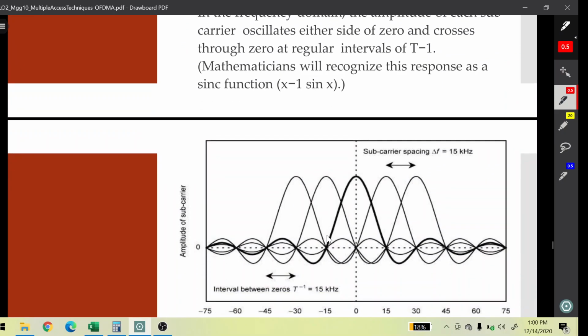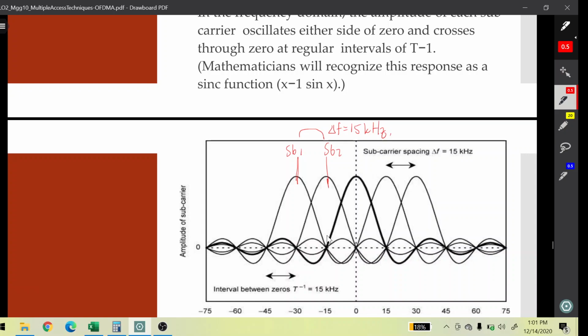If we are looking at this, there is a spacing between the frequency center of each subcarrier over here. This one is subcarrier 1 and this one is subcarrier 2. The distance between them is 15 kilohertz.